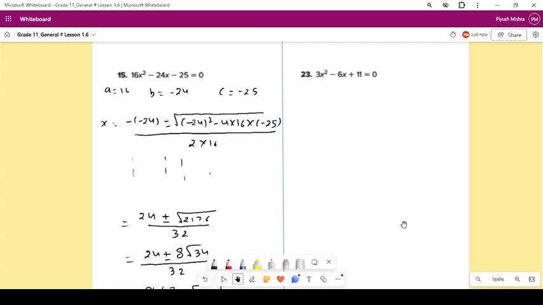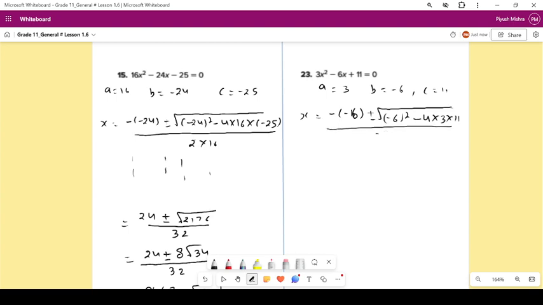Same process we will do for the next question. Question number 23 says A is equal to 3, B is equal to minus 6, C is equal to 11. Again use the same formula, X equals minus B, so the value of B is 6 plus minus square root of minus 6 whole square minus 4 into 3 into 11, by 2 into A.